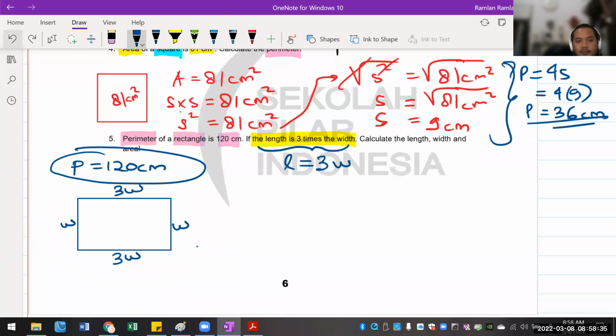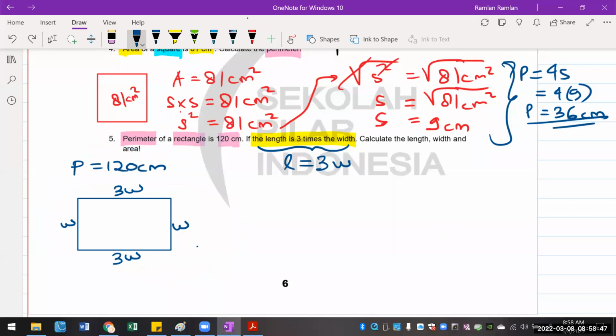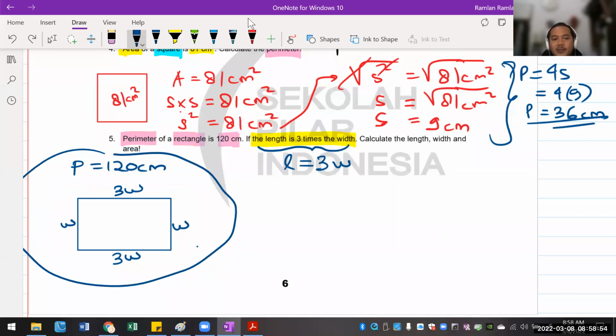Okay, silakan. Siapa yang mau coba? Ya, silakan, ada yang mau coba? Raihan, mungkin Raihan? Itu gimana ya? Ya, Pak. Kira-kira gimana tuh cara nyari W-nya? Kalau udah ada gambar kayak gini, terus kita udah tahu juga perimeternya.